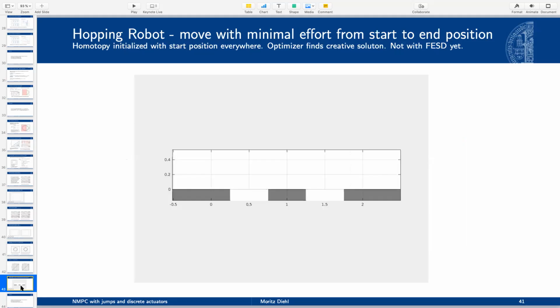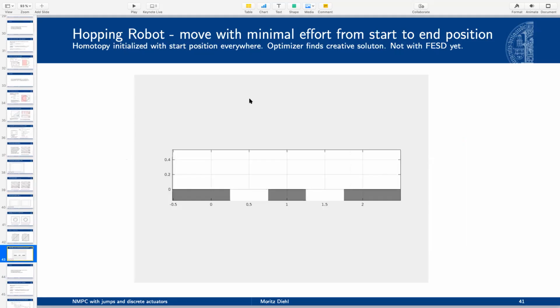So, second example, unfortunately not yet with the finite elements with switch detection, which we developed only after this. And here it is a hopping robot. You want a robot that's standing on the left at 0, and this robot should just be at 2 at the end of the time horizon. And it should go there with minimal effort, that is actually the square of the joint forces. And it's a relatively small robot, so it just has 1 leg and 1 upper body.